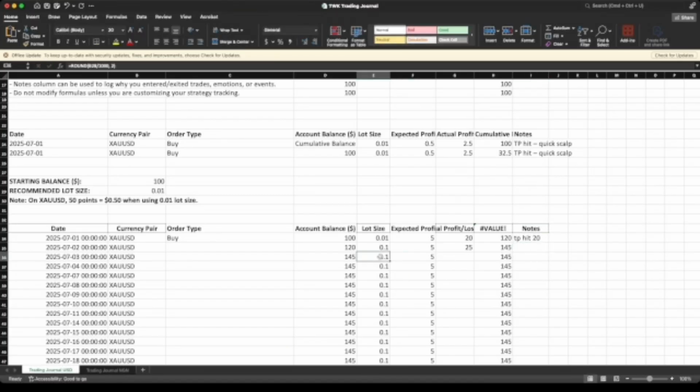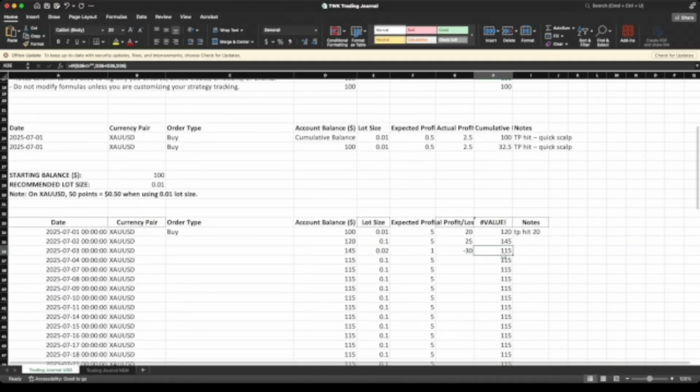So take for instance, I take another trade and I go 0.02, supposed to give me a $1 profit, right? So say I make a loss of say $30. I held the trade that long and I had a minus. So I put a minus first and I put $30. So it gives me what is expected to be, right?